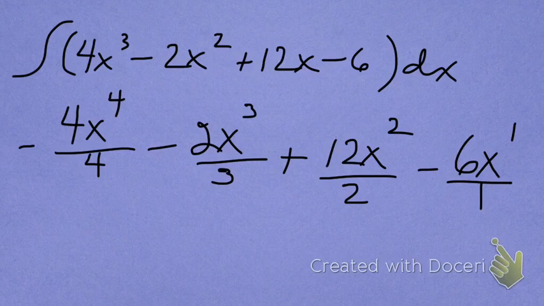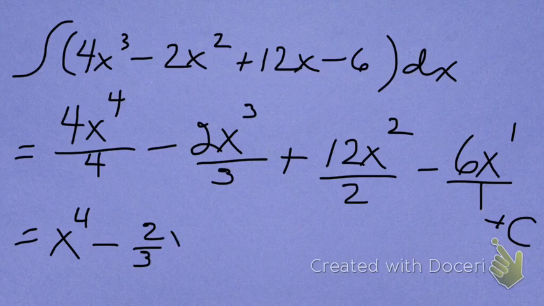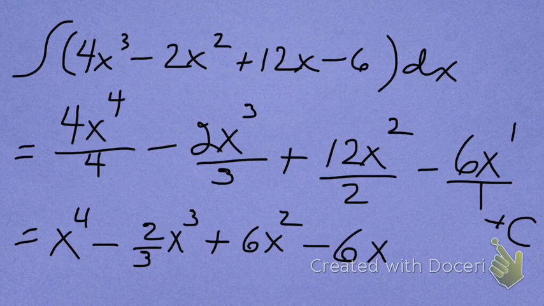Now we simplify. Ooh, I'm forgetting something. The constant of integration. Okay, well 4/4, we know that's just 1. 2/3 of x cubed. We've got 6 of the x squares. Take away 6x and any old constant, because we know that there are infinitely many antiderivatives for any given function. They differ simply by a constant.